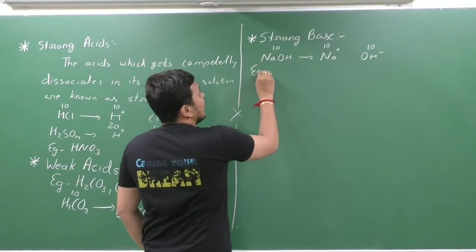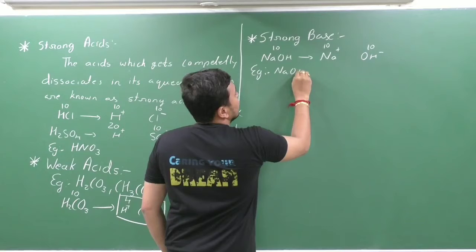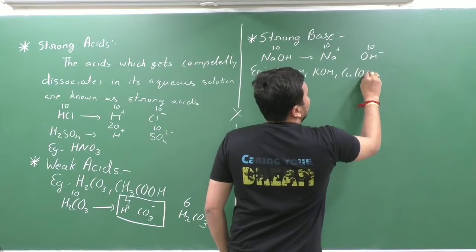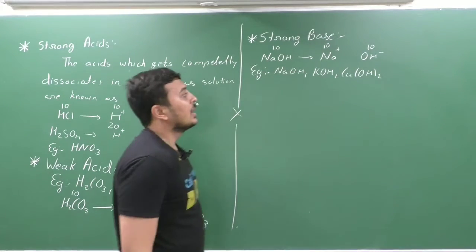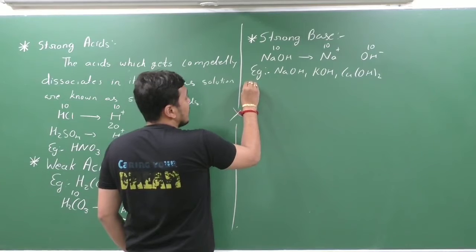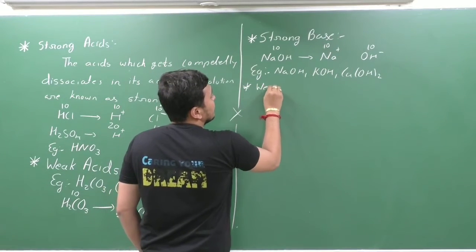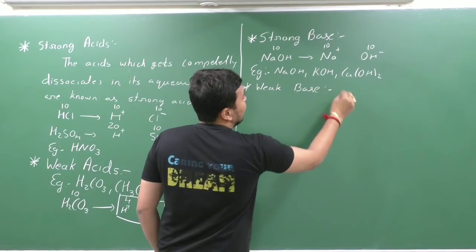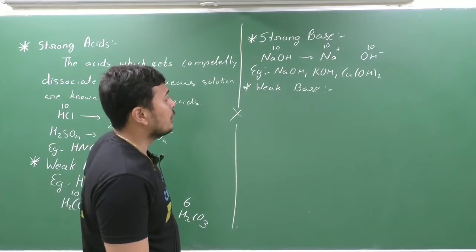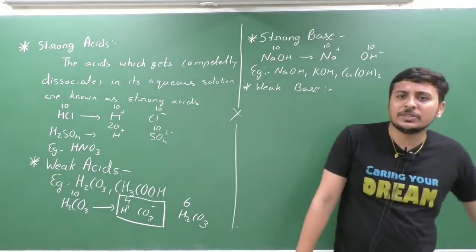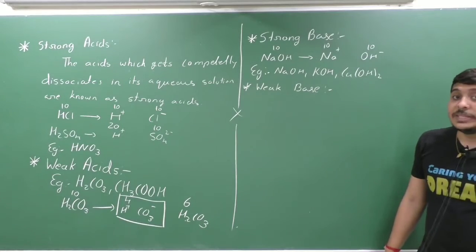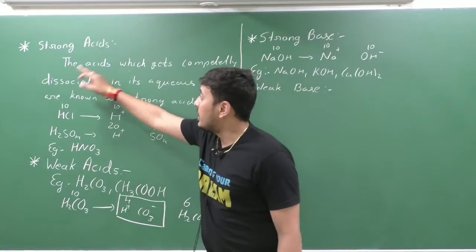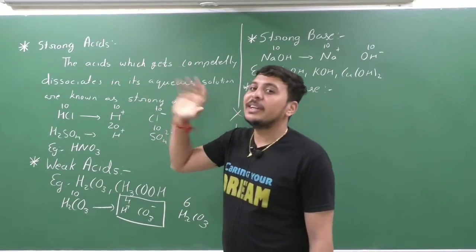What are the examples? NaOH, KOH, Ca(OH)2 are the examples of the strong base. What are the examples of the weak base? And what do we mean by weak base? First, write out the definition of the weak base. Same as acid, the base which does not get completely dissociated.